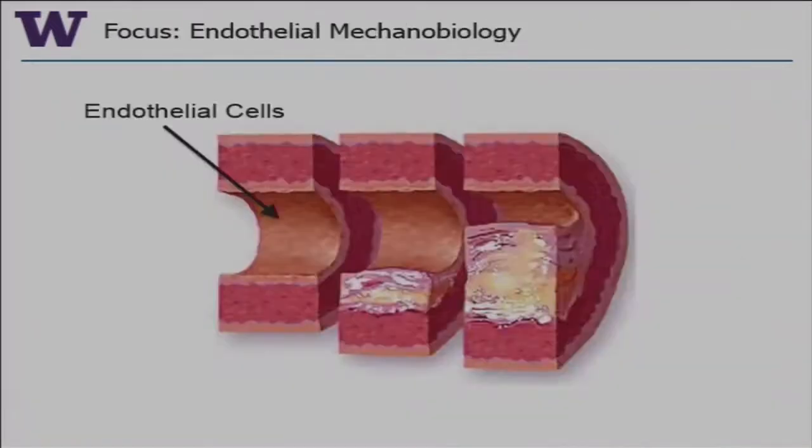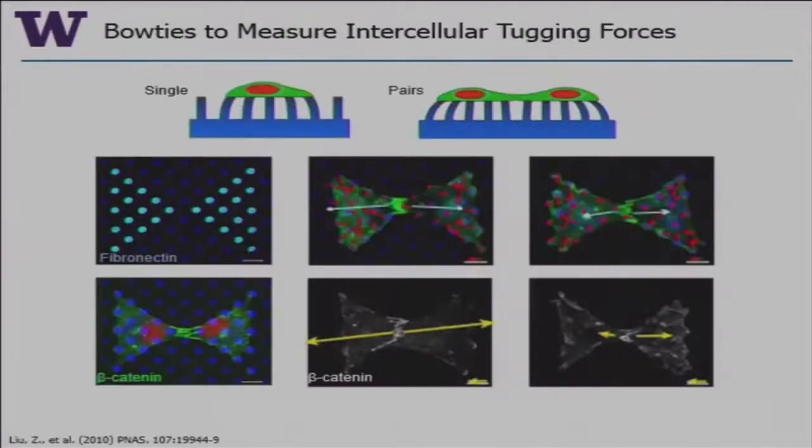And the last story I wanted to share was our work on endothelial cells. These are the cells that line the walls of our blood vessels. And they have a relationship with each other that's mechanical. They have tugging forces that they generate with each other to help maintain their barriers.